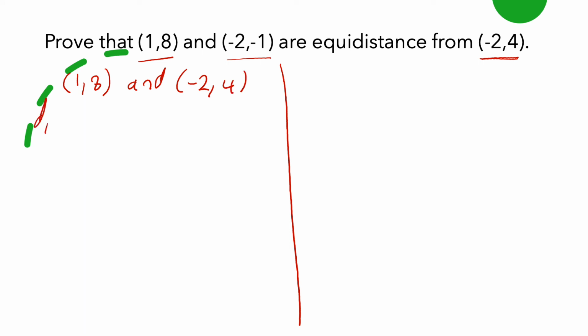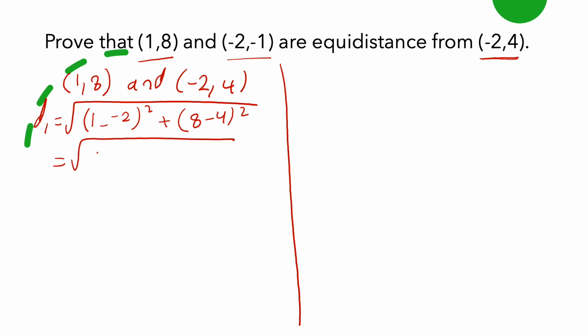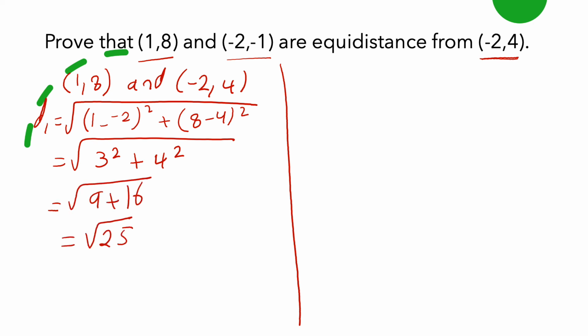I'm going to call it D1, the first distance. The difference, as we said, is the difference between the two x's. So (1 minus -2) squared plus (8 minus 4) squared gives me the square root of 3 squared plus 4 squared, or 5. So the first distance is 5.